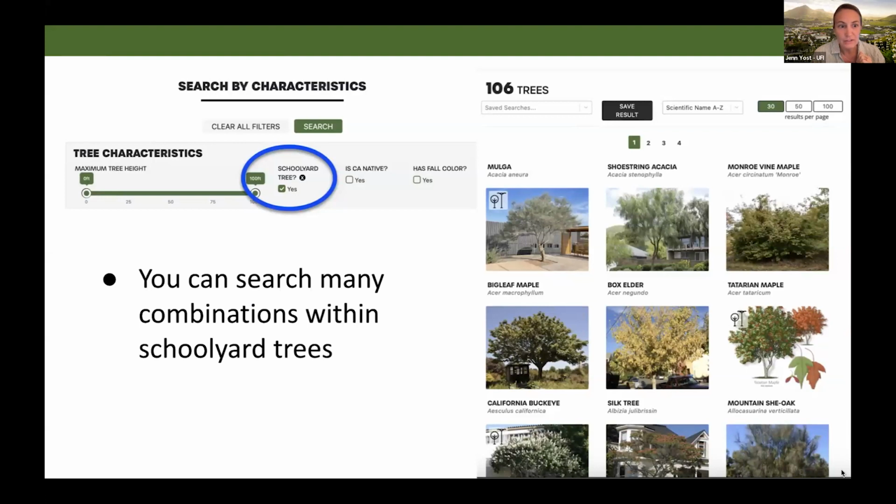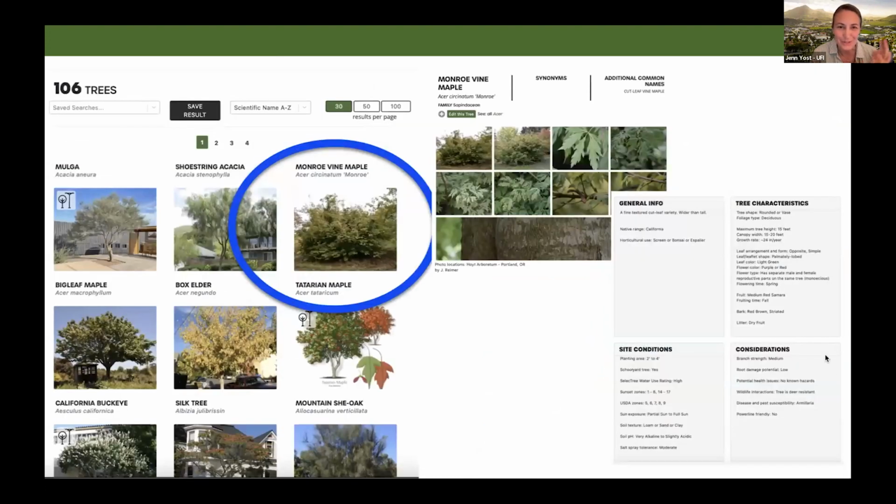And for any of those trees, you can search any combination that includes schoolyard trees. Go ahead, next slide. So maybe you want a schoolyard tree that also has red flowers. You can do that. So then when you click on any given species, it takes you to the species information page.